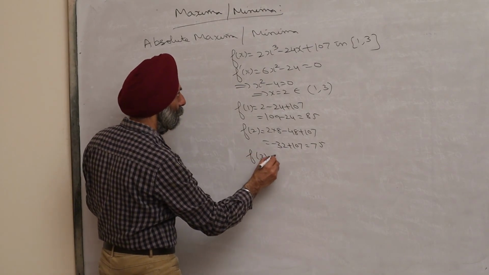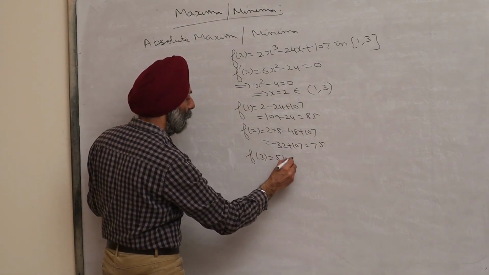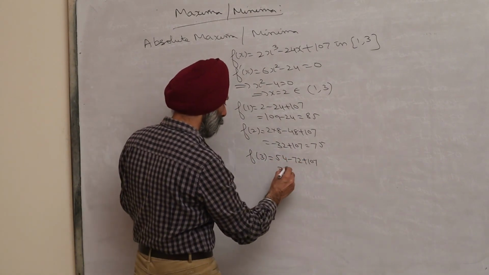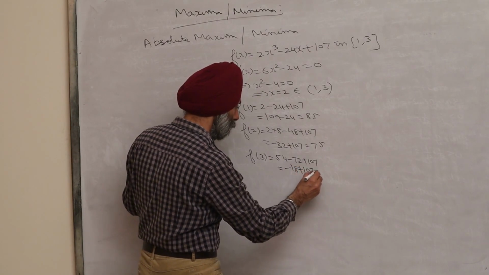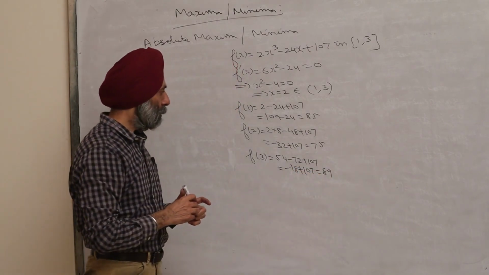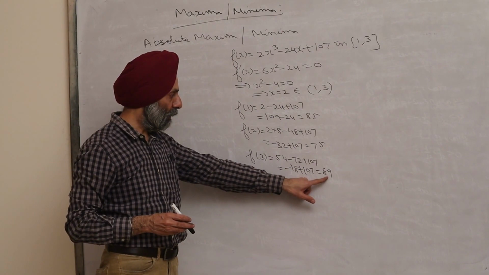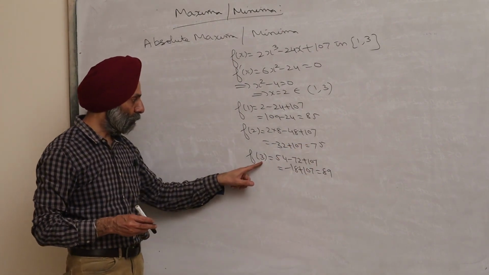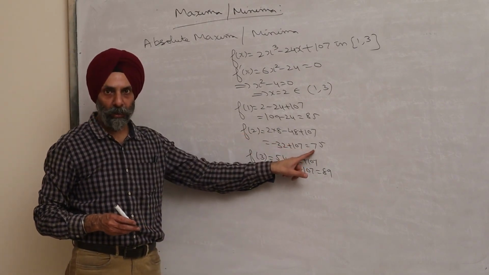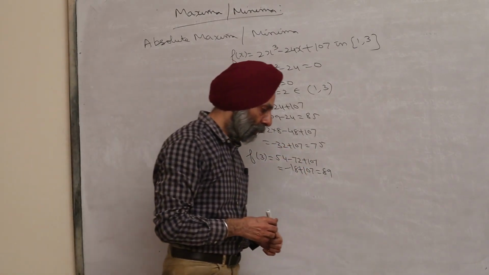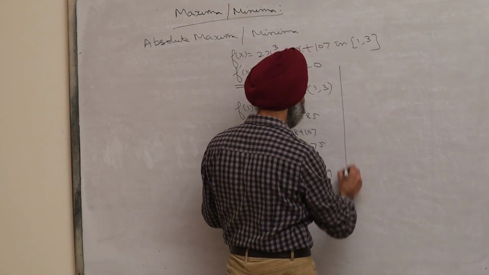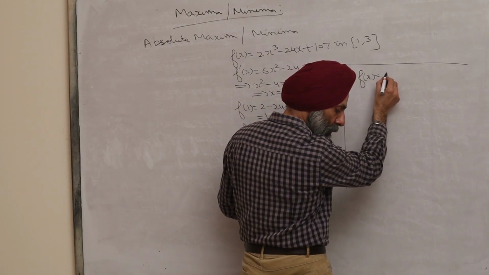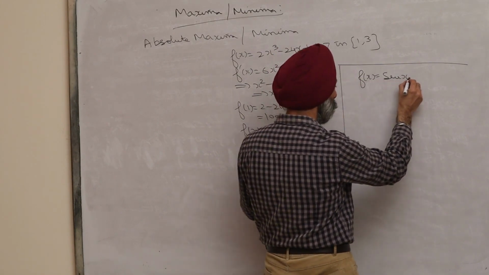Find f of 3. This is 54 minus 72 plus 107. How much is that? Minus 18 plus 107, which is 89. So absolute maximum value is 89. Absolute minimum value is 75. Absolute maximum occurs at x equal to 3 and absolute minimum occurs at the point x equal to 2 here.